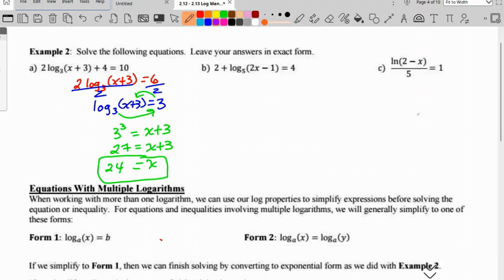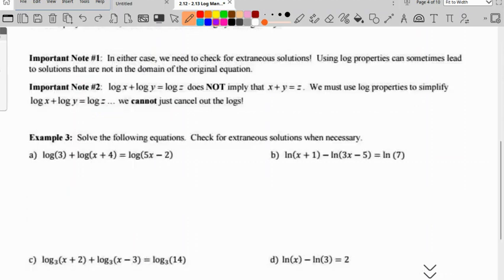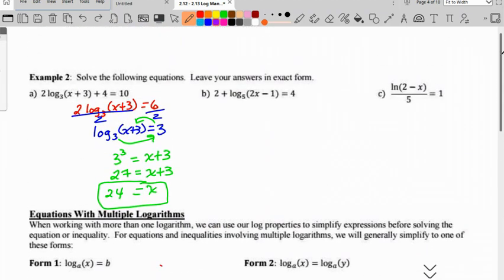The first thing we want to do is multiply both sides by 5, to clear that denominator. Sorry, I'm touching this screen. So the natural log of 2 minus x equals 5. Now we've isolated our log, so we're ready to rewrite it in exponential form.